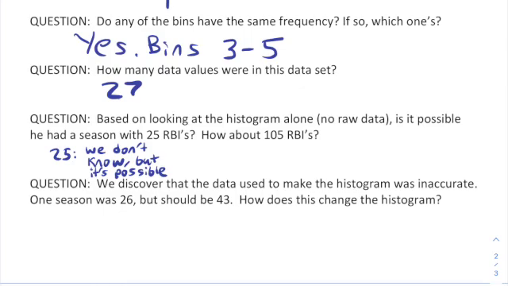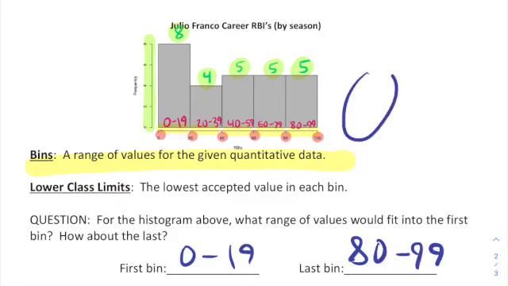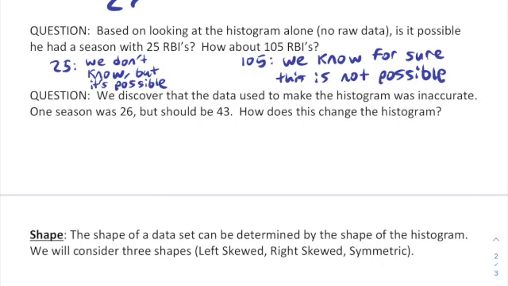The follow-up question is, did he ever have a season with 105 RBIs? Well, from our histogram, we see that the largest bin is between 80 and 99 RBIs. So 105 would be outside of the last bin, so it's not possible. So we know for sure that it's not possible he ever had 105 RBIs in a single season.